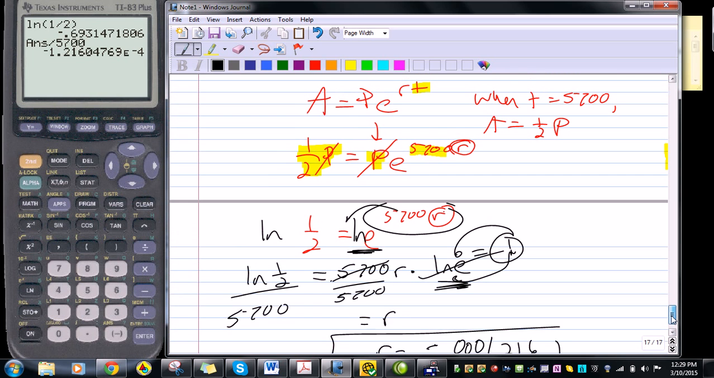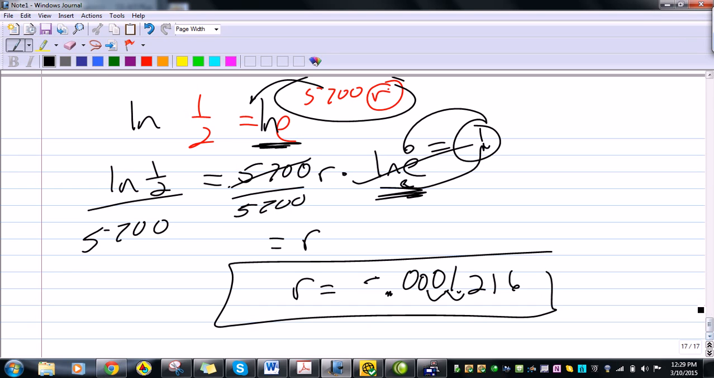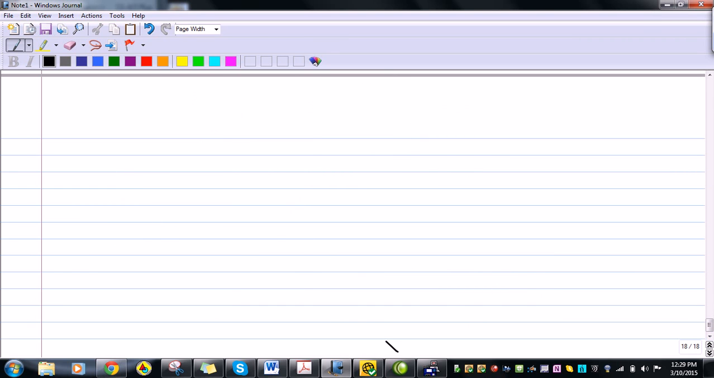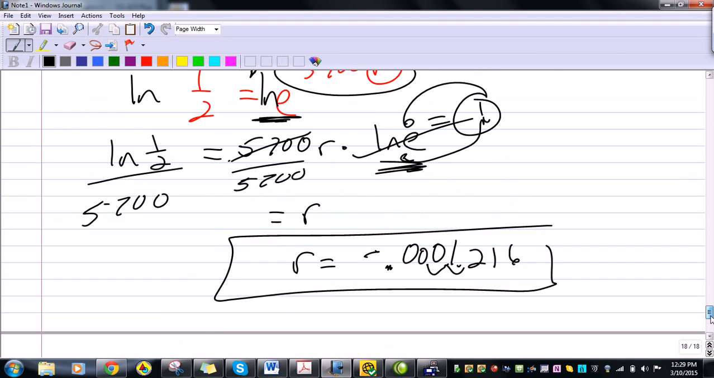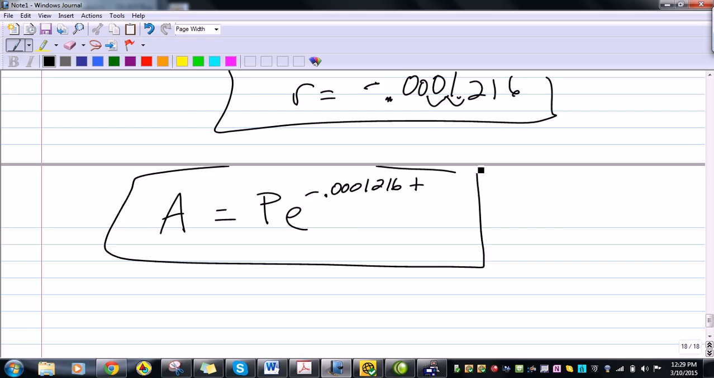Right? So to put it back into the context of this problem, the overall model we can use for carbon dating ends up being the amount with P initial present decaying continuously, such that in this case we found r to be negative 0.00011216 t years. So this is the model we can use for carbon-14 dating.